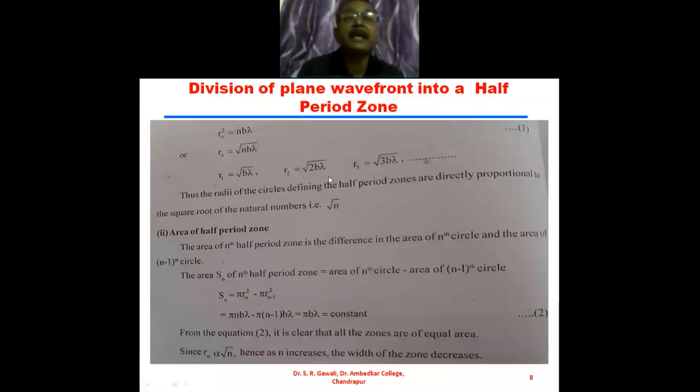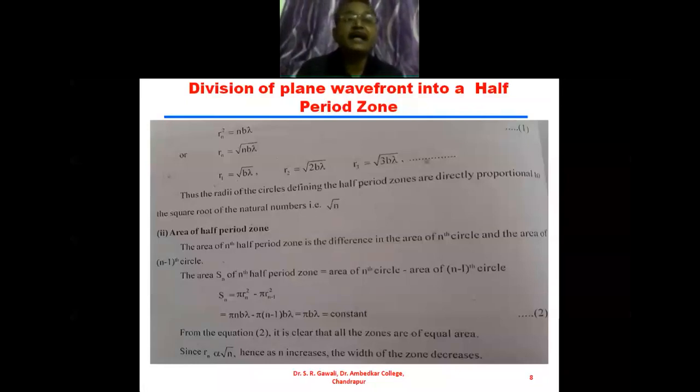When n is equal to 3 then we get R3 is equal to under root of 3Bλ, and so on. So from this it can be clear that the radii of the circles defining the half period zones are directly proportional to the square root of natural numbers, square root of n. They depend on square root of n, where n is equal to 1, 2, 3 and so on: square root of 1, square root of 2, square root of 3 and so on.